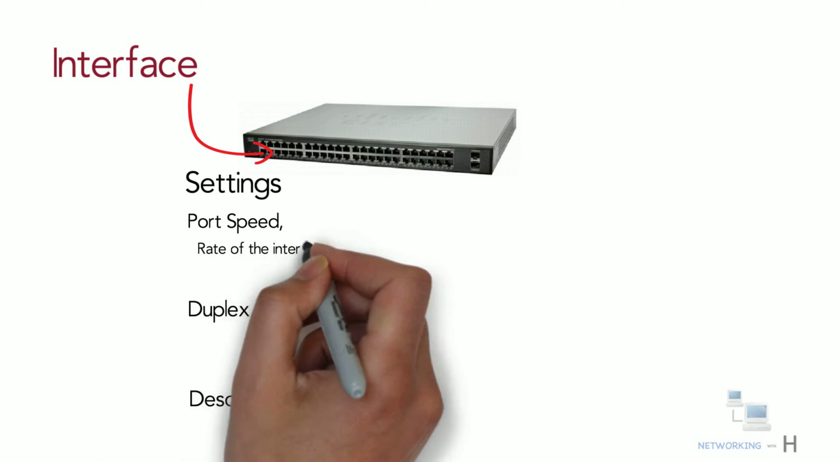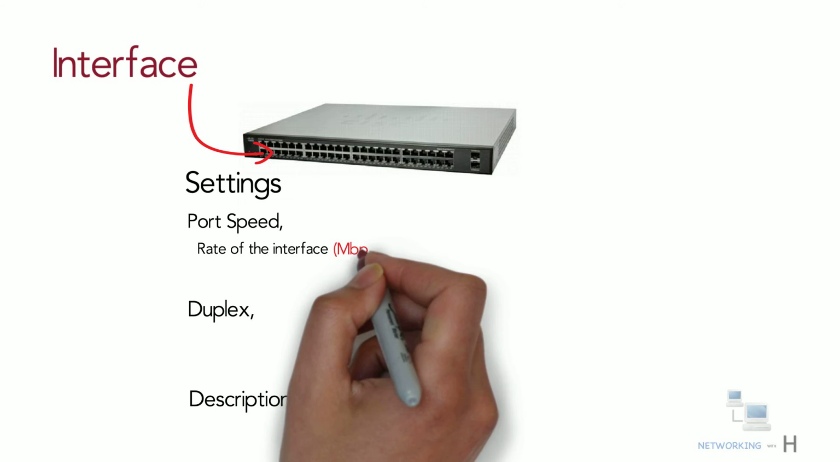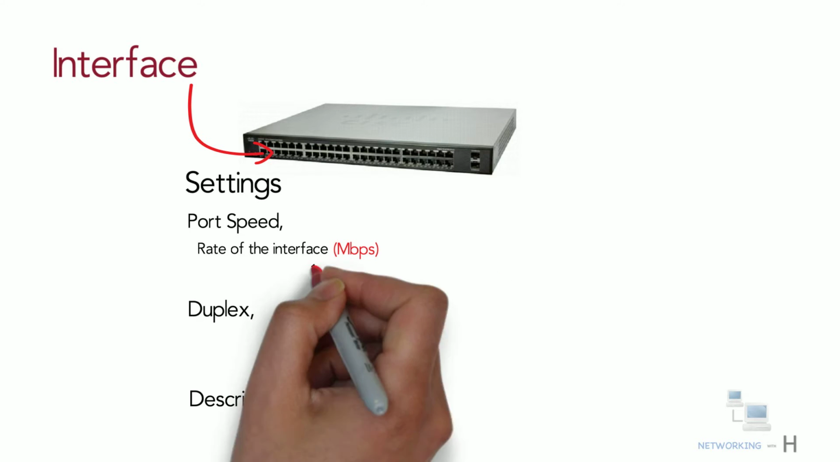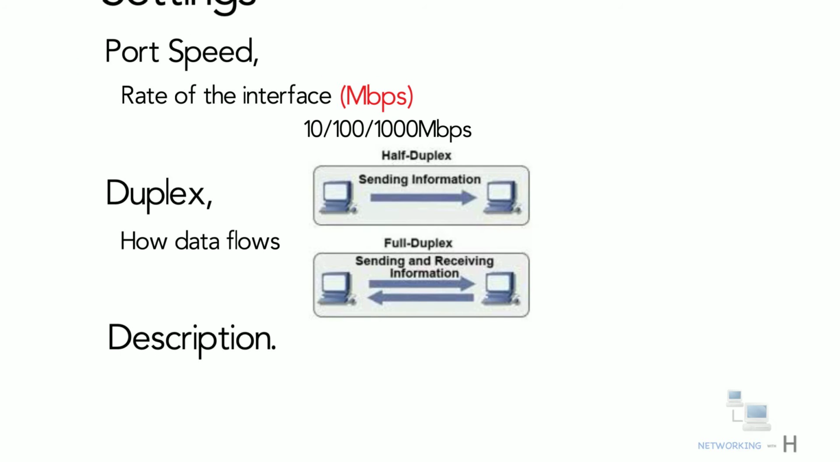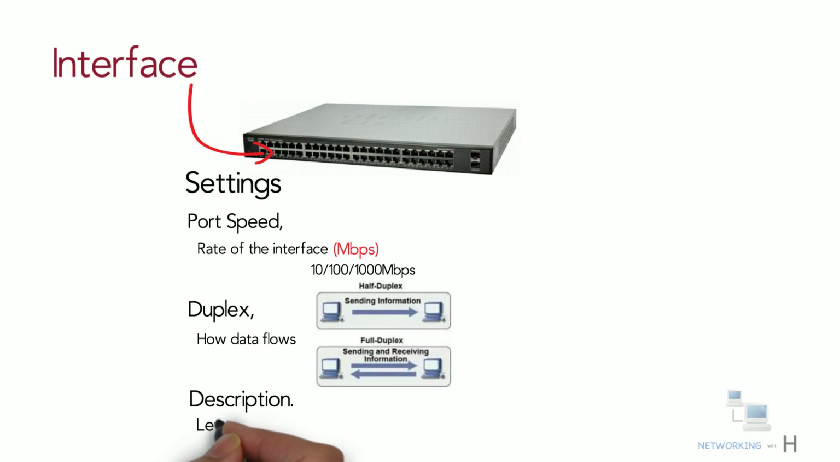Speed is the rate of the interface, usually listed in megabits per second. Common Ethernet speeds include 10 Mbps, 100 Mbps, and 1000 Mbps. Duplex refers to how data flows on the interface. On a half duplex interface, data can only be transmitted or received at any given time. A full duplex interface, on the other hand, can send and receive data simultaneously.